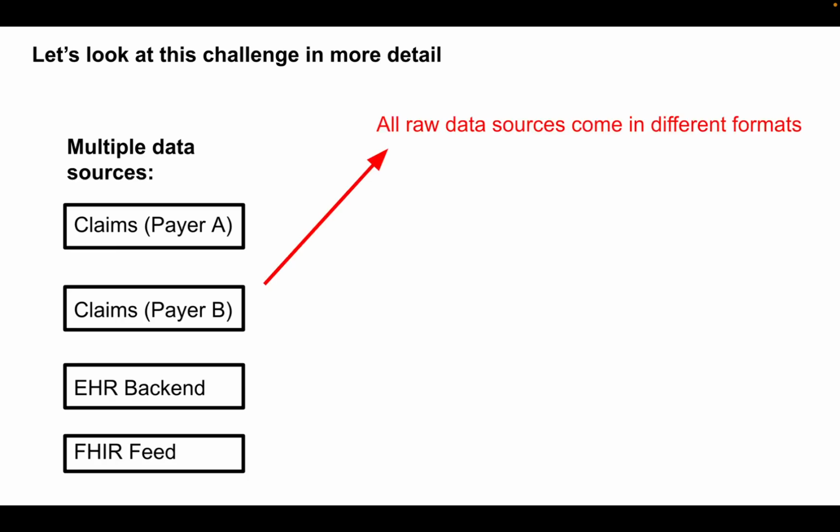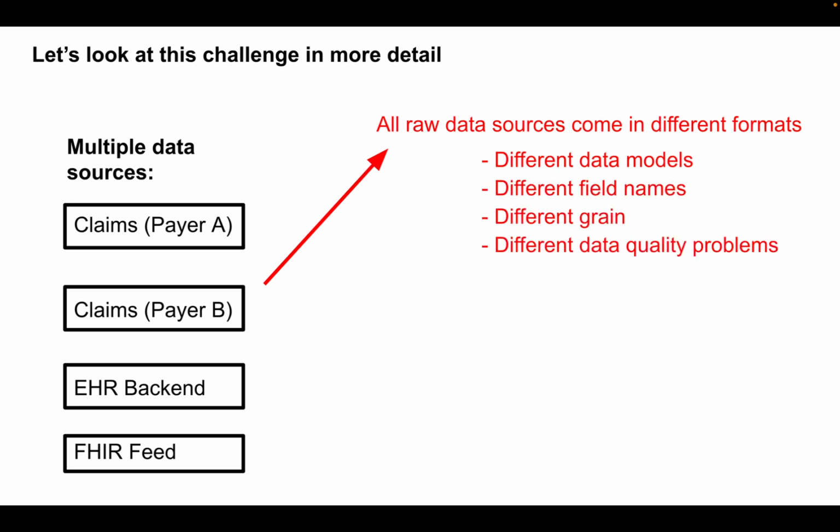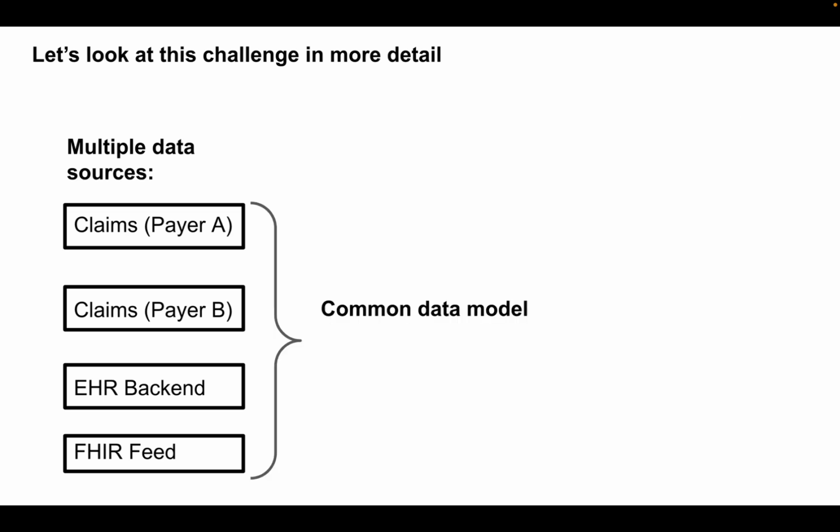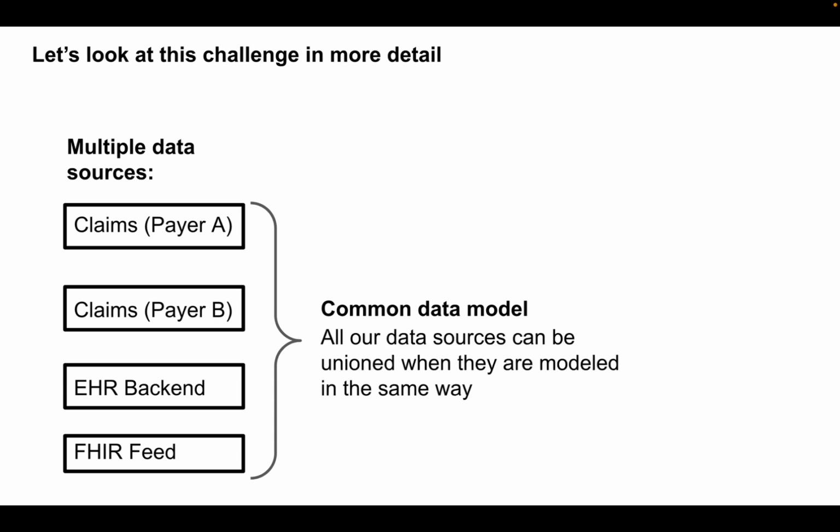So looking at this in more detail, if you have multiple data sources that you're trying to bring into your data platform, all raw data sources come in different formats. They have different data models. They have different field names. They have different grain. They have different data quality problems. And what you want is to union all these data sources in a single place. And in order to do that, you need a common data model that is designed to store both claims and clinical data. And once all your data is in this common data model, you can union it all together in the same place. But even if you succeed in doing this, you still only have raw data.